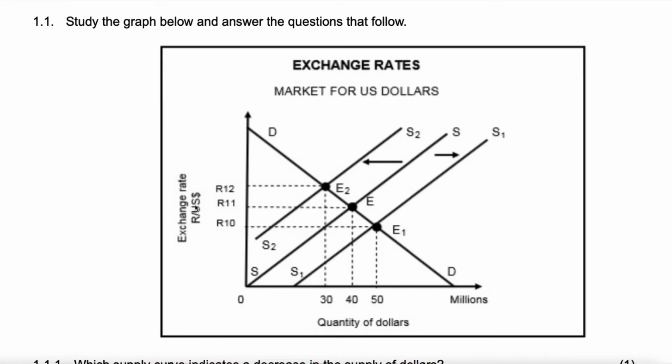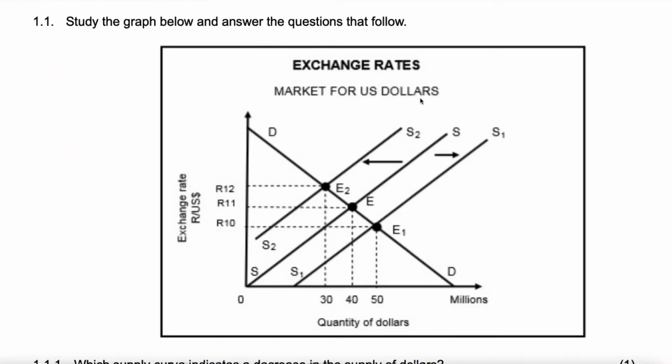So it can happen that supply decreases or supply increases. It can also happen that demand increases and demand decreases. Now, there are so many factors that contribute to this. Let me address what we see here. This is a decrease in supply for US dollars, right? Because you see here it's a market for US dollars.